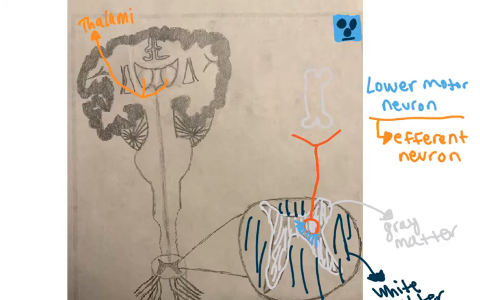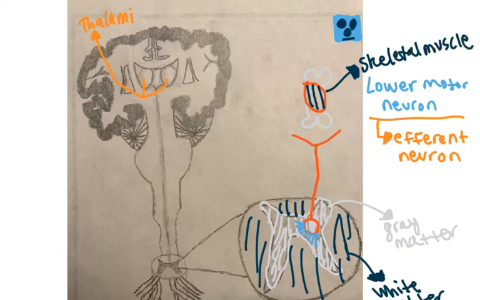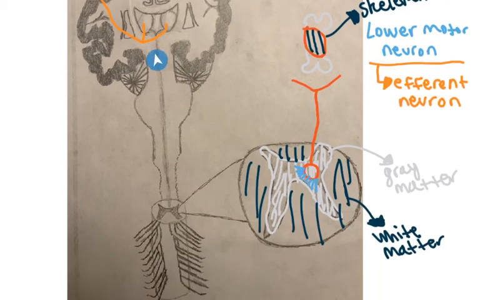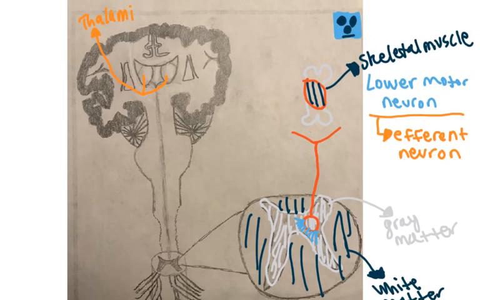Let me draw some type of skeletal muscle here. I'll try my best to draw it not looking stupid. So this is our skeletal muscle. We'll look later in this video at how the lower motor neurons in our brainstem will synapse on skeletal muscles near our head, face, and neck region, and lower motor neurons that leave the gray matter of our spinal cord will synapse on all the other skeletal muscles.